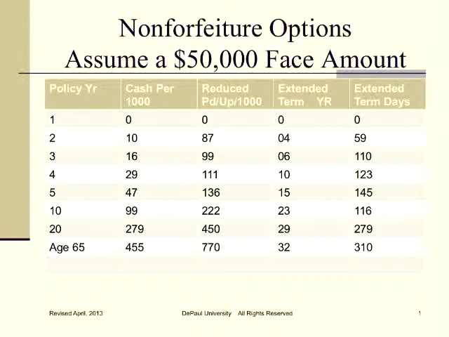If, on the other hand, you wanted to stop making the premium payment and you wanted to turn this into a term contract, the question is how long would that $99 times the 50 units of insurance keep the term insurance in force? And it says here 23 years, 116 days. So that's what you've paid for at that given time. If you wanted to look at age 65, you would have paid for more cash, you'd have a larger amount of reduced paid-up insurance, and a longer period of term insurance.